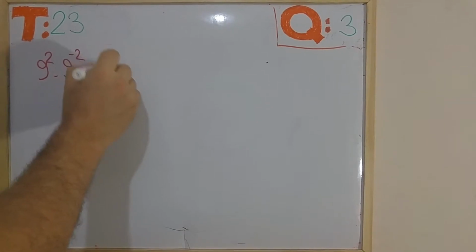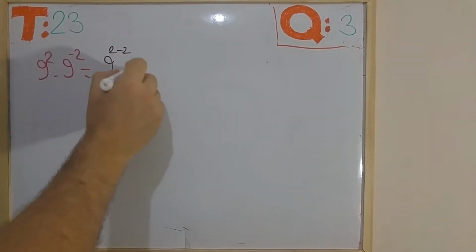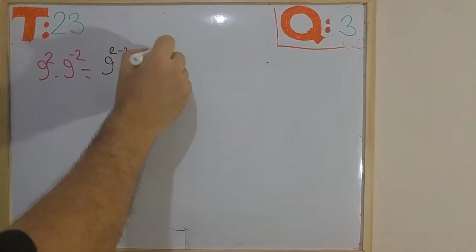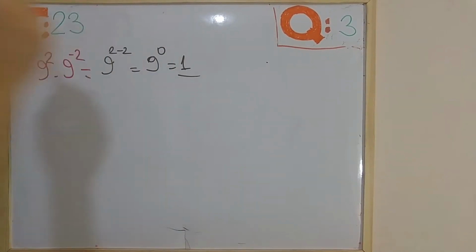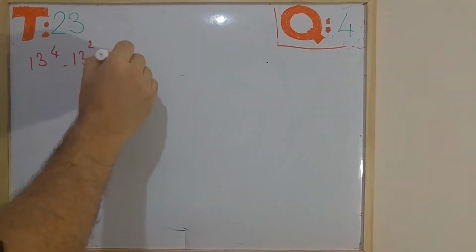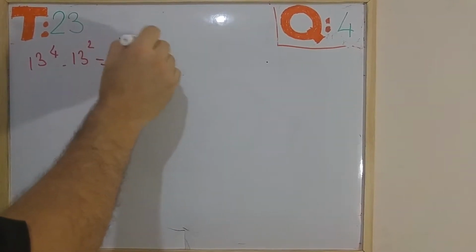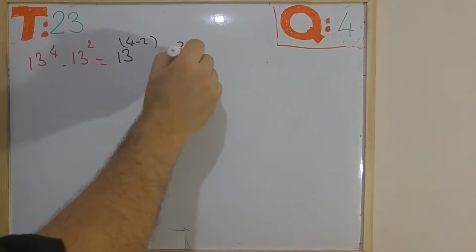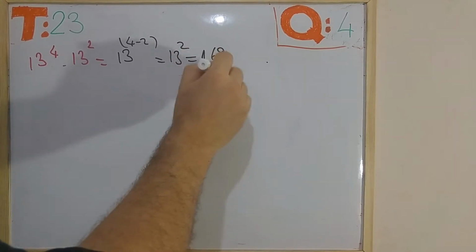Equal to 9 to the 2 minus 2, which is equal to 9 to the 0, which is equal to 1. Equal to 13 to the 4 minus 2, which is equal to 13 to the 2, which is equal to 169.